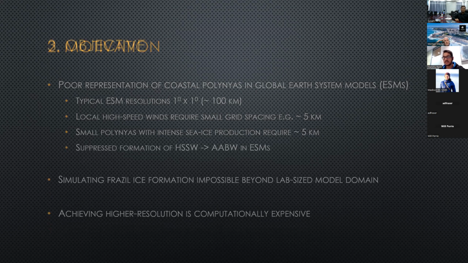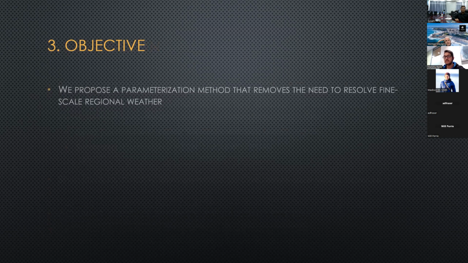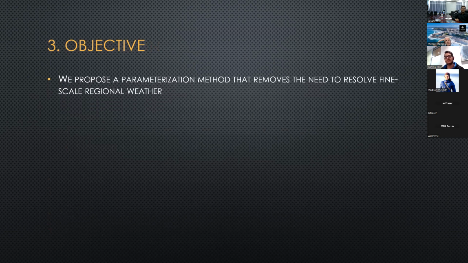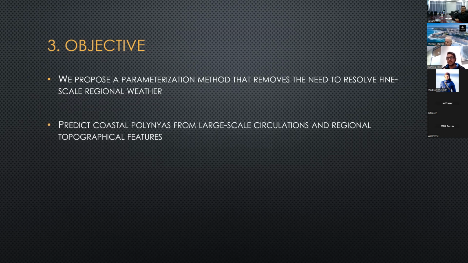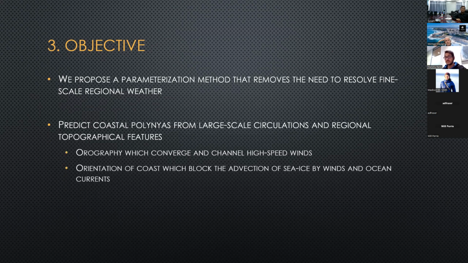So, what is the objective of our project? The objective of the project is that we propose a parameterization method that will remove the need to resolve fine-scale regional weather. So we want to predict coastal polynyas from large-scale atmospheric circulations, which are currently resolved in global models, and topographical features. So when we say topographical features, we are categorizing two types of topographical features.